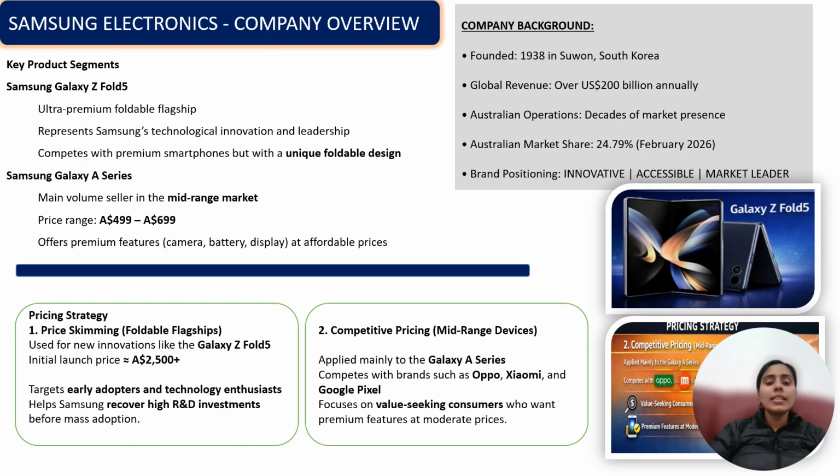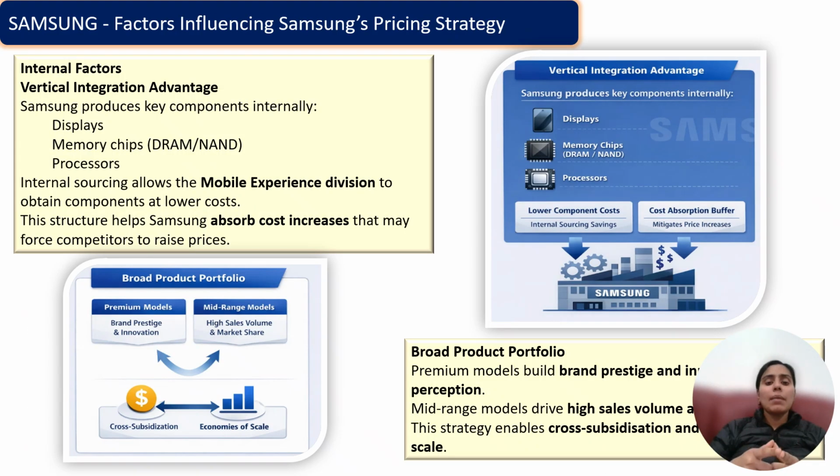Another slide is Samsung overview and skimming strategy. There are different key products: the ultra-premium Galaxy Z Fold and the mid-range Galaxy A series. The strategy is price skimming, used exclusively for the innovative foldable flagship. Another slide is Samsung background and competitive strategy. There are two parts: company overview and strategy.